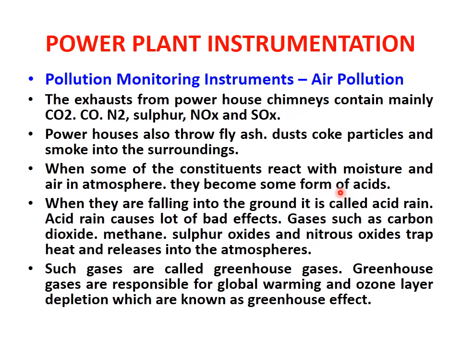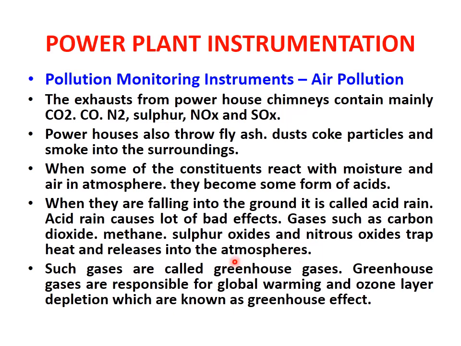When some of the constituents react with moisture and air in the atmosphere, they become some form of acids. So when this type of dust particles or smoke or fly ash is in contact with the air present in the atmosphere, some formation will take place, and this will be in the formation of acids. When they fall onto the ground, it is called acid rain. So this acid rain is caused due to the high amount of industrial exhaust smoke created by the various industries, and therefore if this type of pollution is not controlled, then there are chances that acid rain may be caused. Acid rain may cause a lot of bad effects.